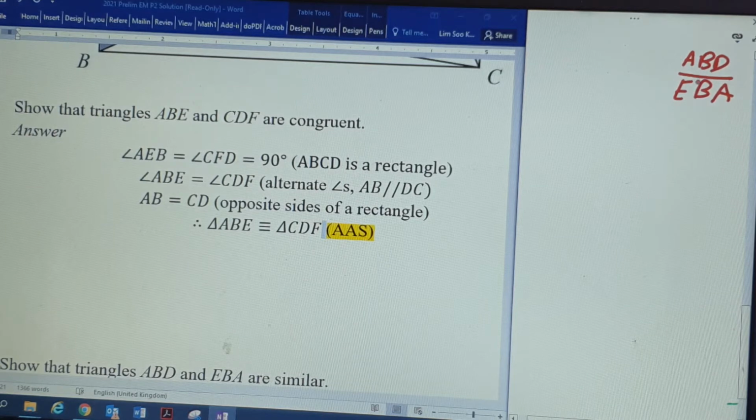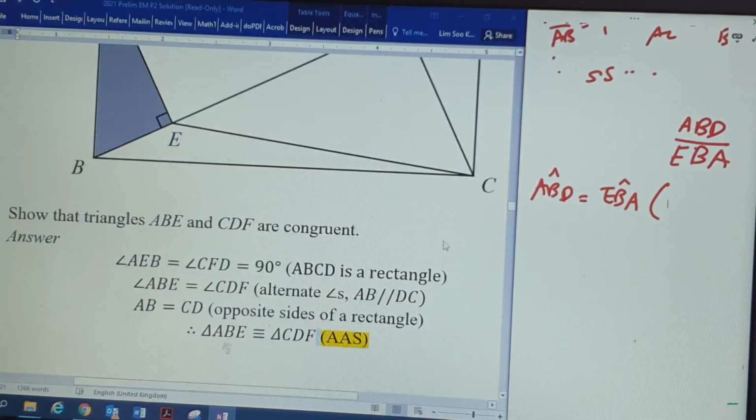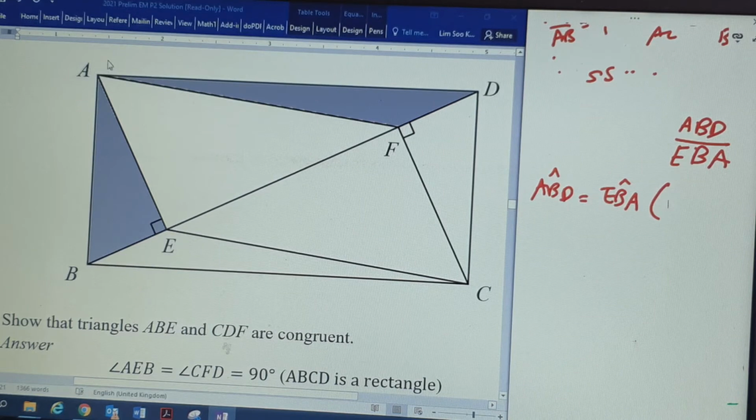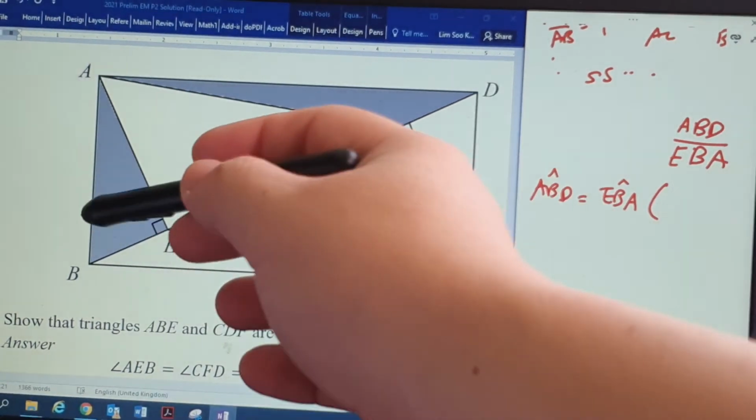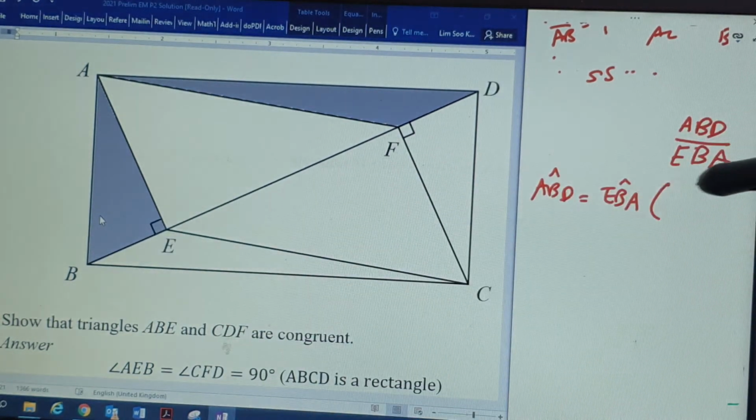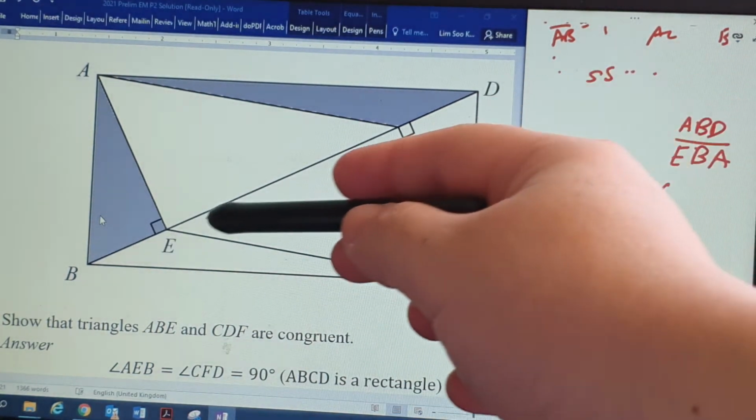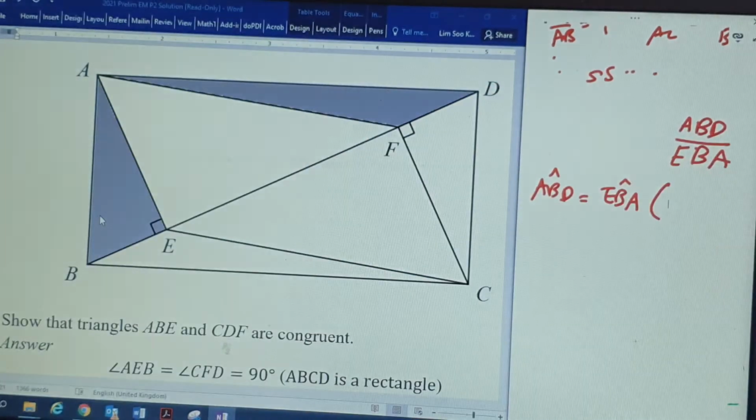Can you see that banana? The banana angles are the same. ABD, EBA. Your angle ABD must be equal to your angle EBA. How then, you say, how do I know? I'm just saying most probably. We try and see. ABD, is this angle right here? This angle here, EBA. Look, they are the same angle.